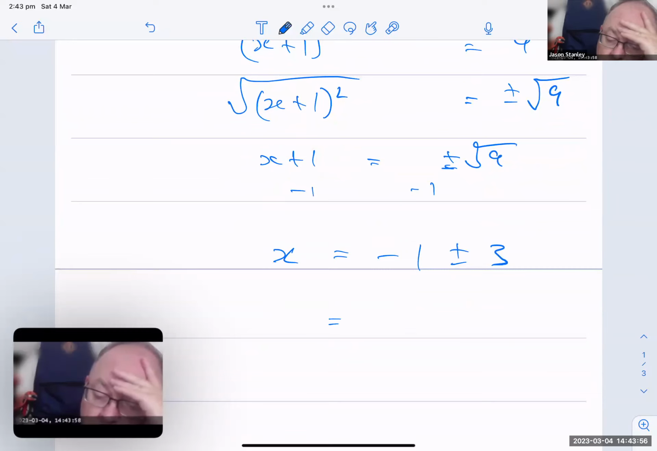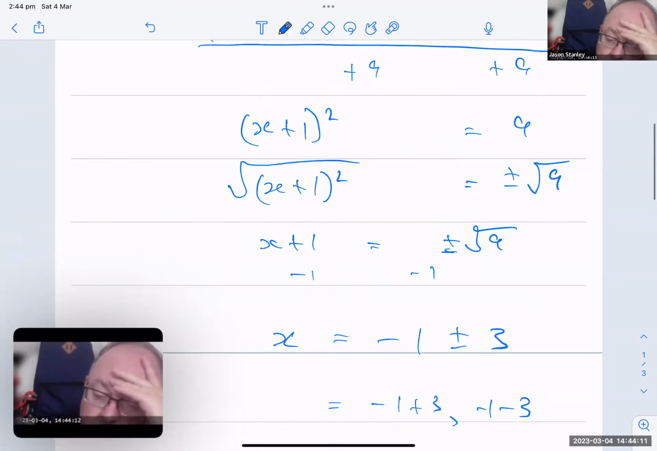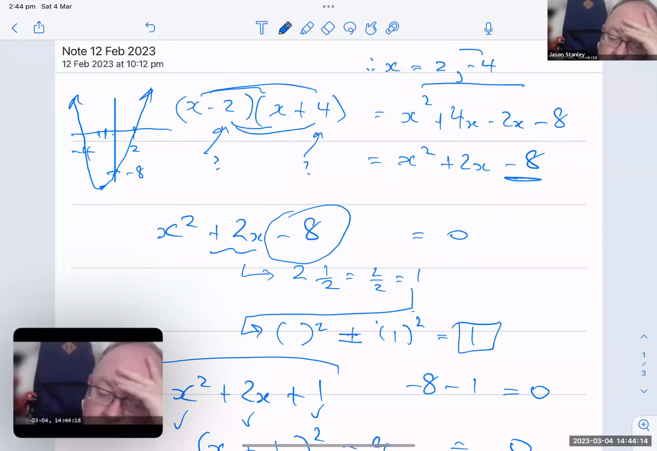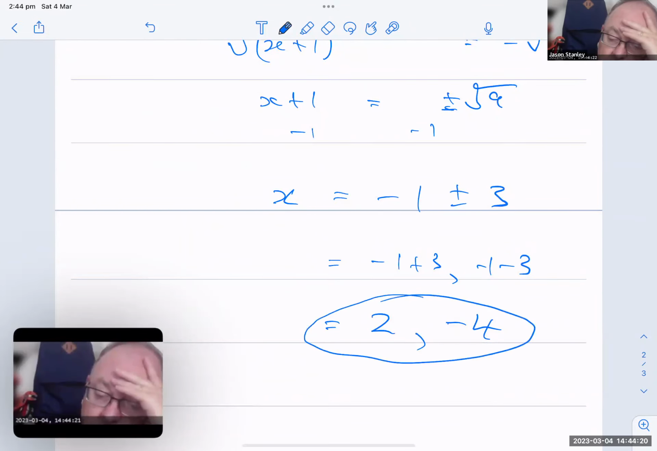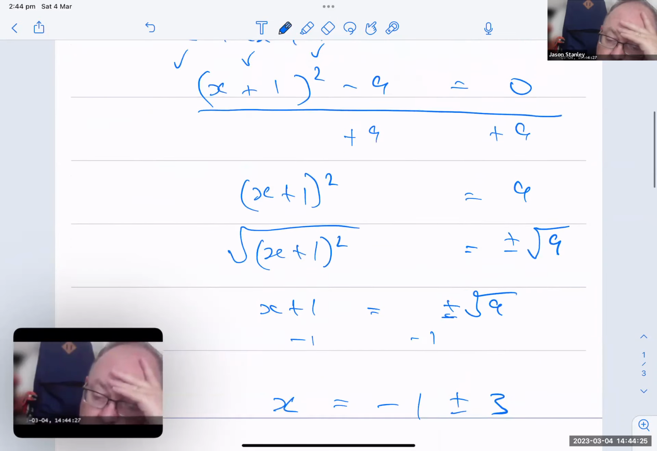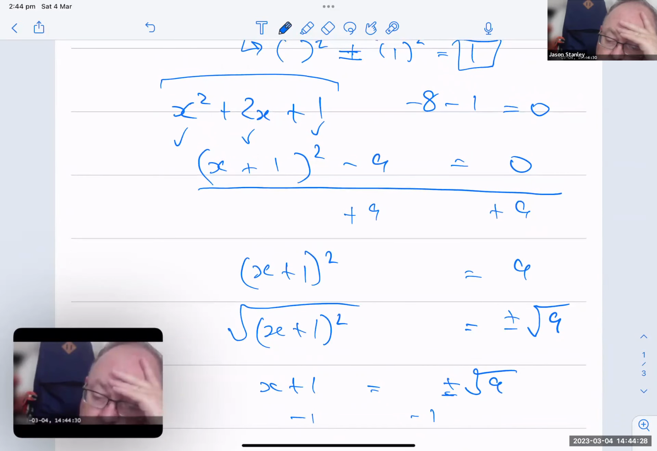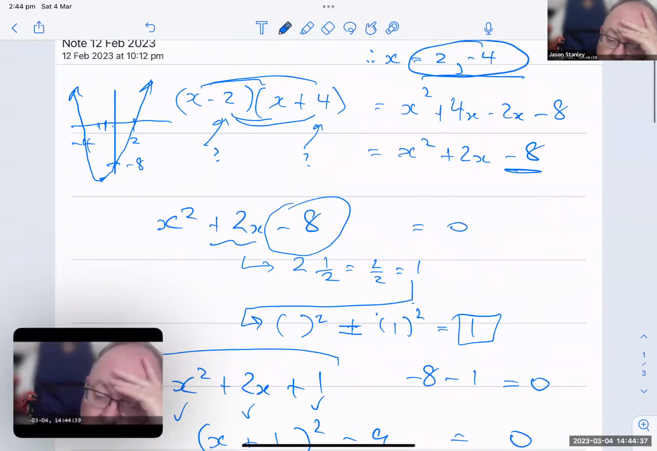Okay, so -1 plus 3, comma, -1 minus 3. So if we do those two sums, -1 plus 3 is 2, -1 minus 3 is -4. If we go back to the beginning, that's what we had, 2 and -4. So we can read off directly the result. Now the similarity of that to what we do with the quadratic formula is really at this point here. So what we'll do is we'll take it back, x squared, 2x minus 8.